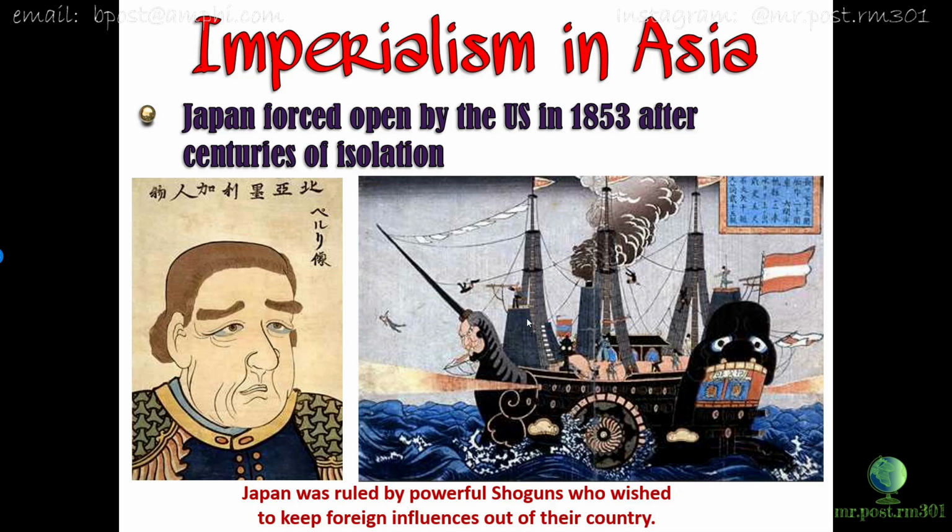So the U.S. opened up Japan by the use of basically its force and coercion, forced Japan to deal with them.